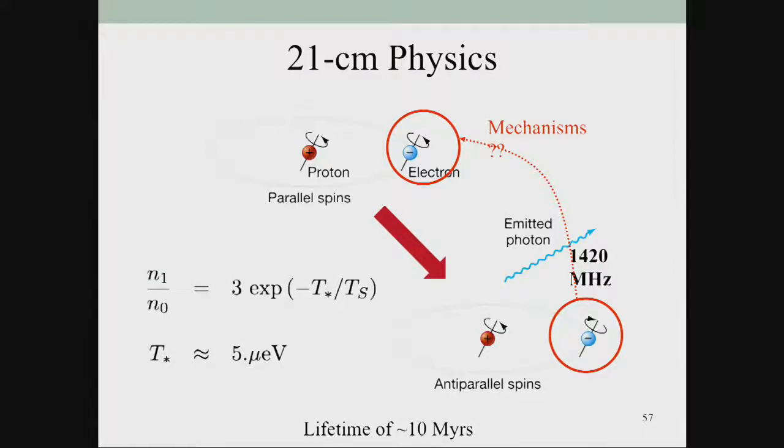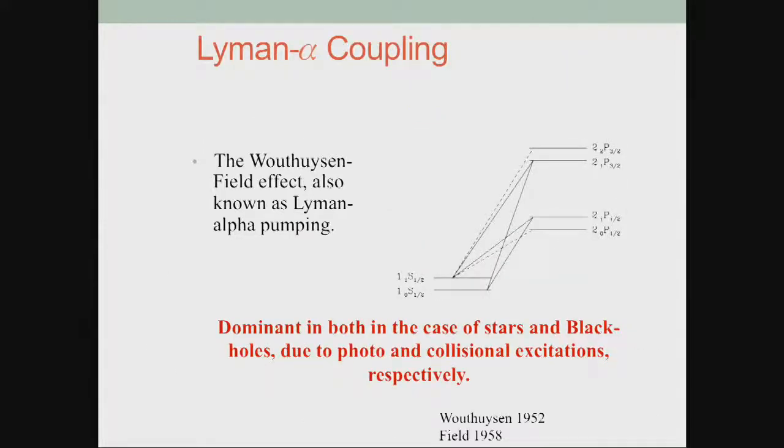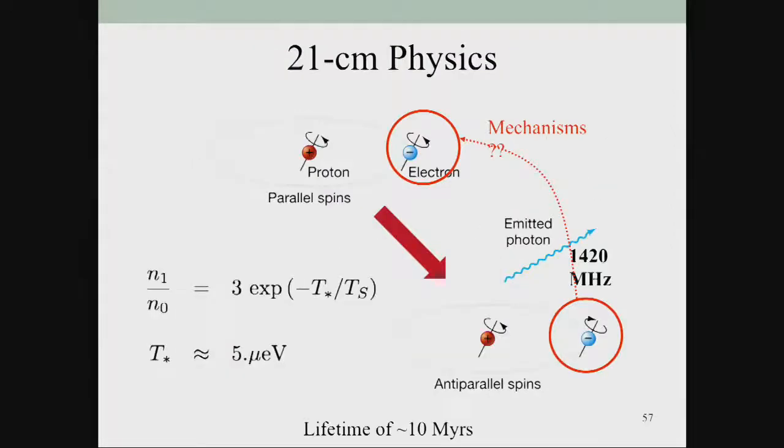This stuff will come back in how we calculate these things. The second mechanism is the Wouthuysen-Field effect. I'll show it to you here. If you have Lyman alpha photons, what they do is excite your hydrogen atom from the ground state to the Lyman alpha state. But this is a very short-lived state. It decays back immediately to the ground state. But when it decays back, it has to decide, am I in this state or in this state?